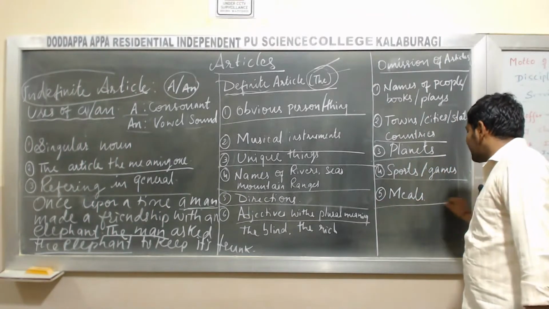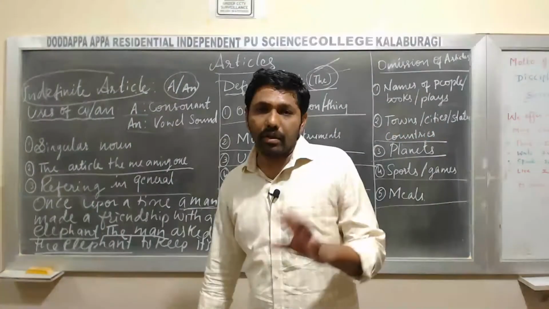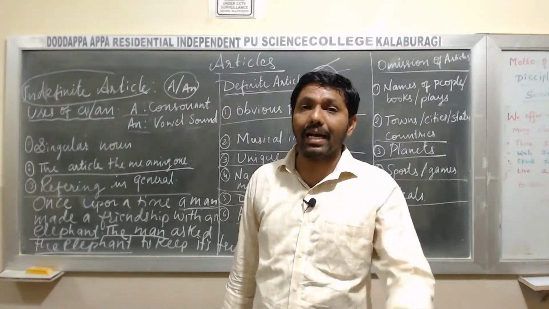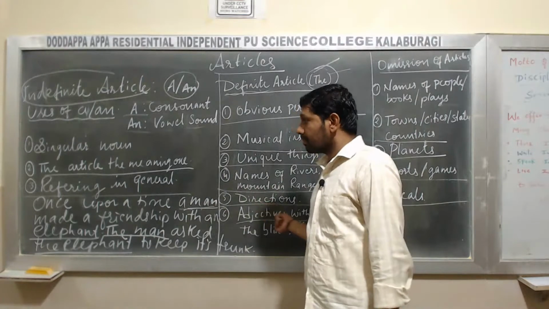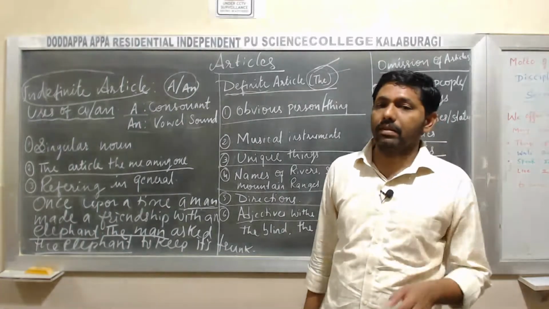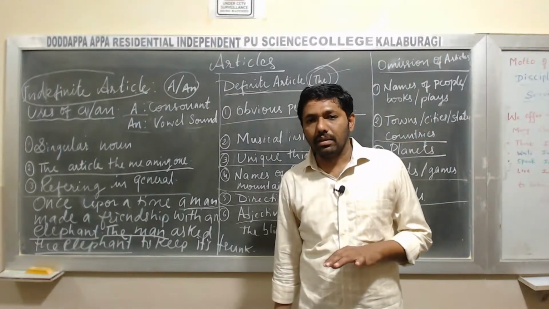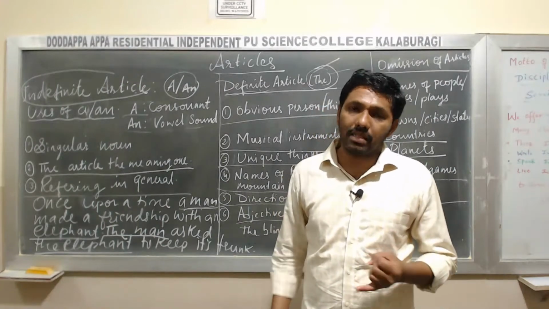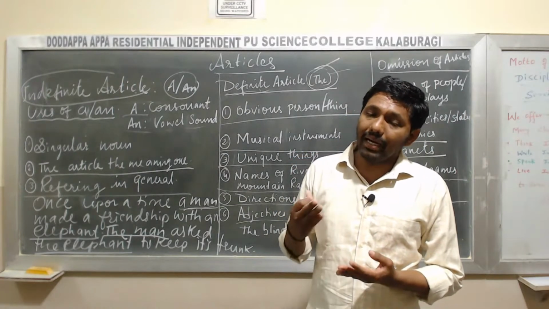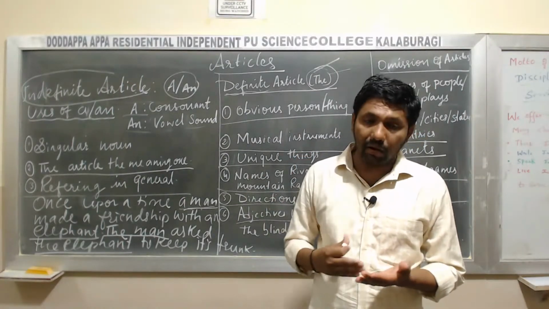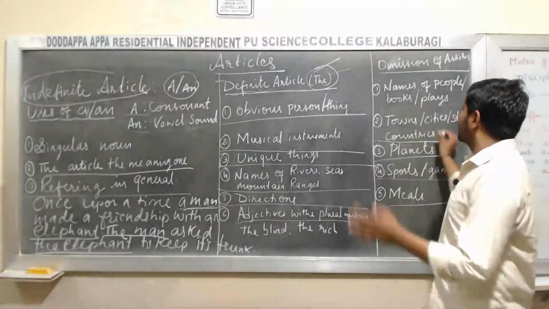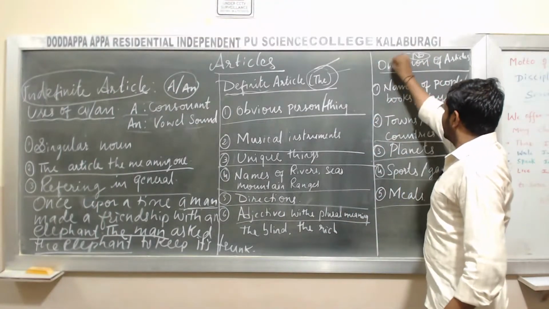Now comes to meals. With the names of meals, we should drop articles. For example, you can't say, 'He had invited me to the dinner.' No, 'He has invited me to dinner,' right? So with the names of meals, like dinner, breakfast, supper, and lunch, we should avoid using articles. It means no article is used in all these cases.